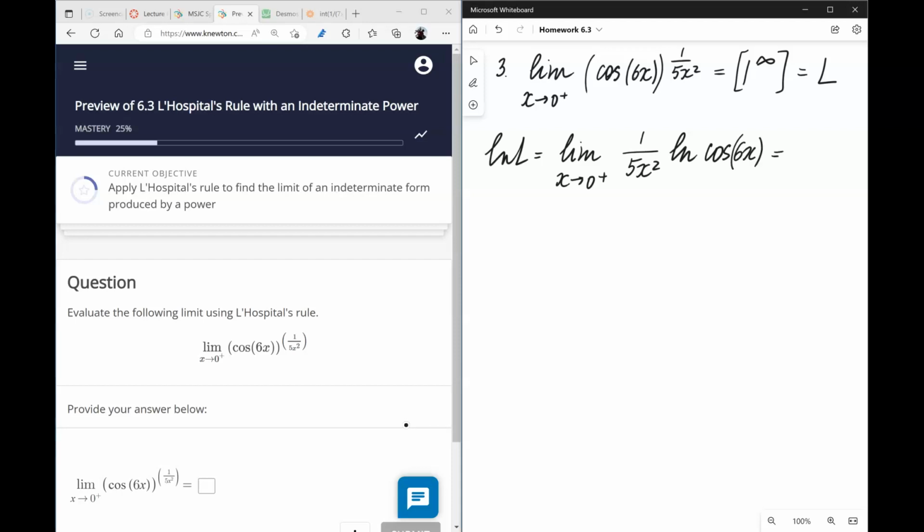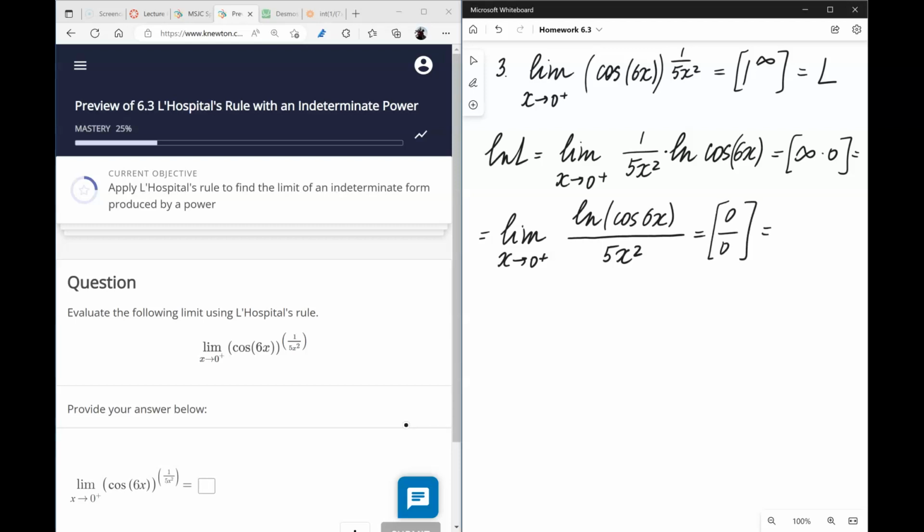And now what do we have? We have a product of infinity, and ln of 1 is 0. So we're going to rewrite this as a ratio. Now the type of the limit is 0 over 0. And now we can use L'Hopital's rule.